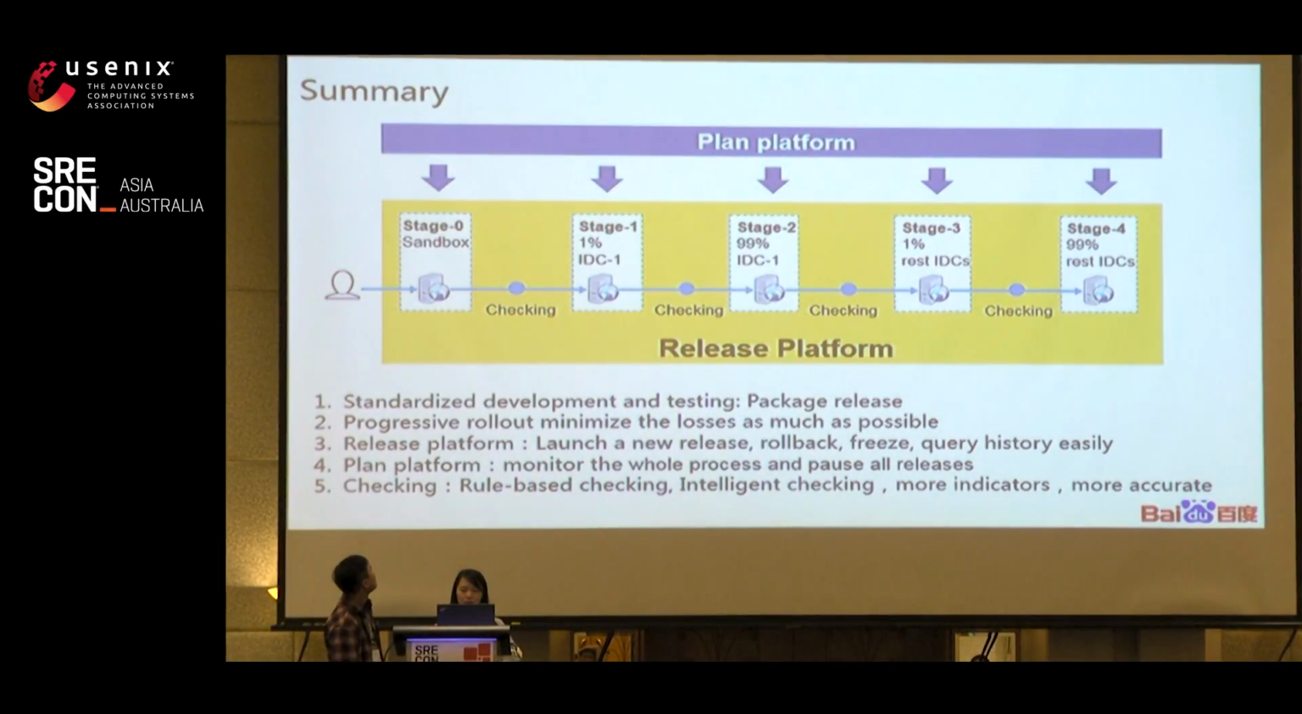Okay, let's look back on how we make releases safer. First, standardized development and testing. We used package release. Second, progressive rollout, to minimize the losses as much as possible. Third, a release platform. You can use it to launch a new release, roll back, freeze, or query history easily.